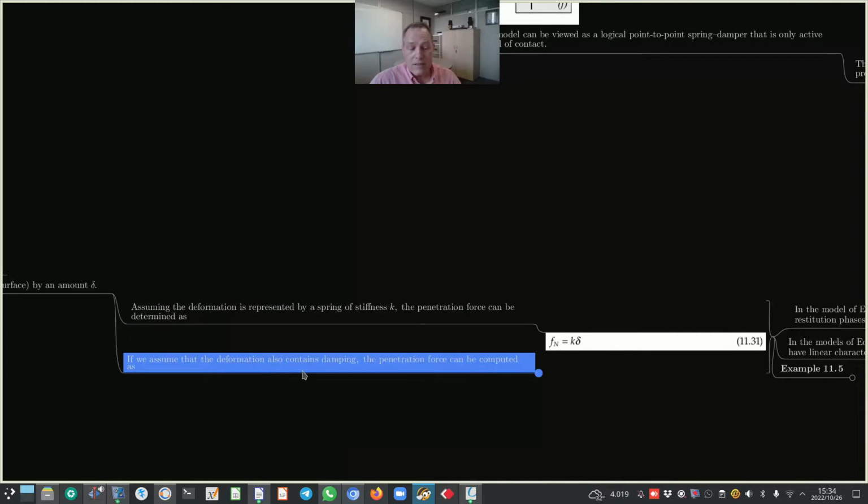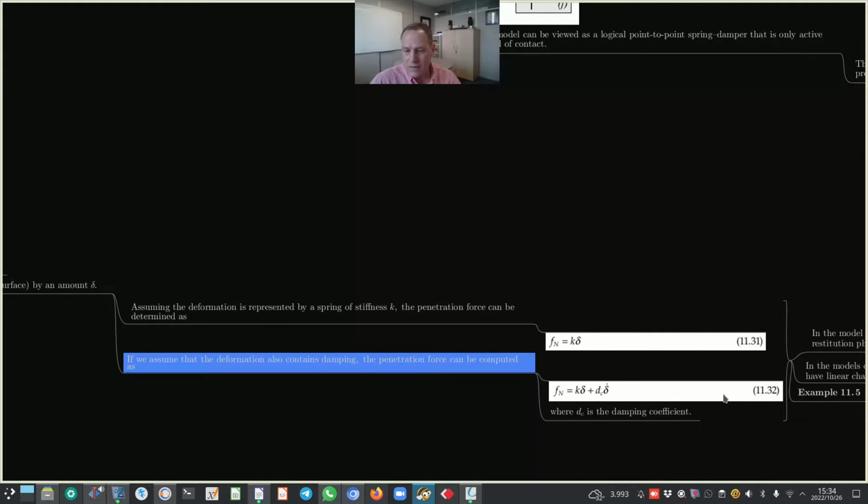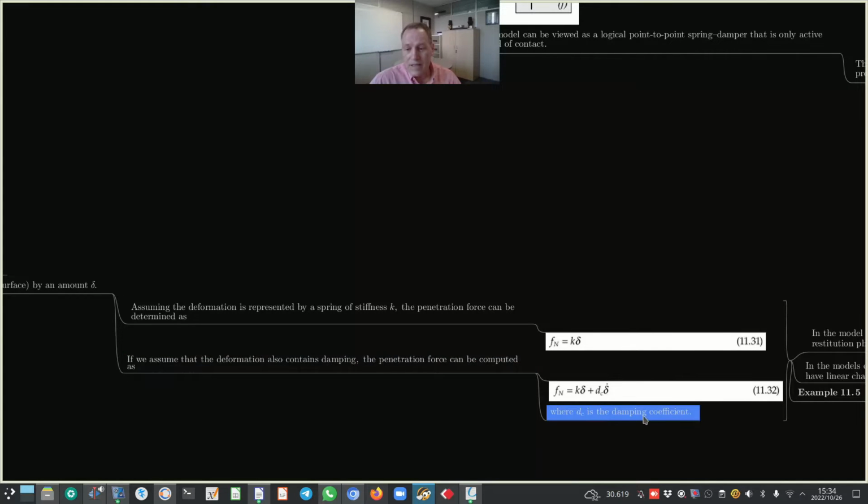If we assume that the deformation also contains damping, the penetration force can be computed as shown here in equation 11.32. And now we have a stiffness deformation term, and we have a damping rate of deformation term. dC is the damping coefficient, where K is the spring stiffness.